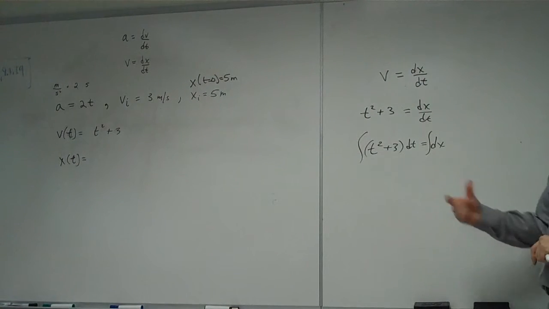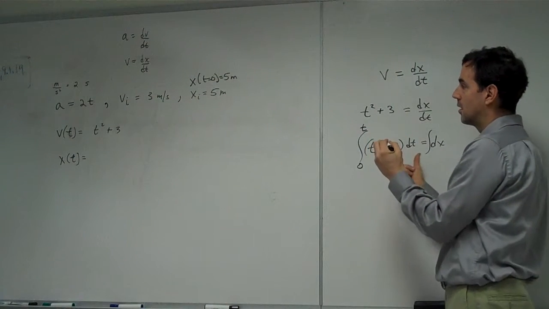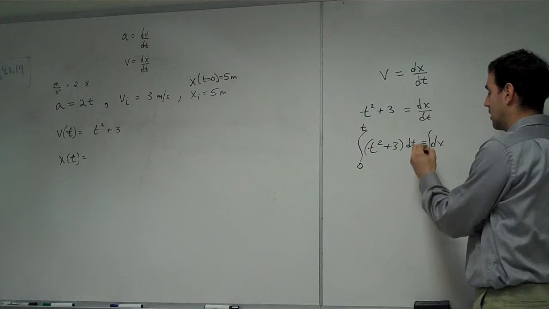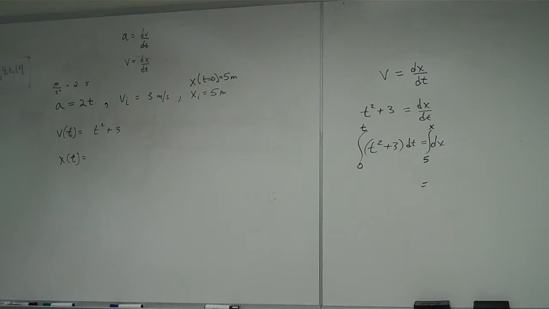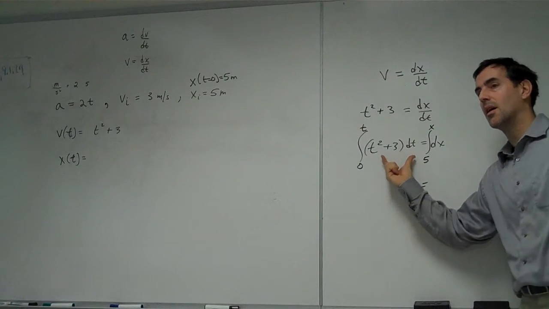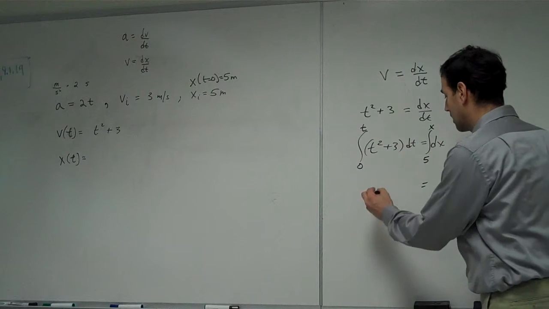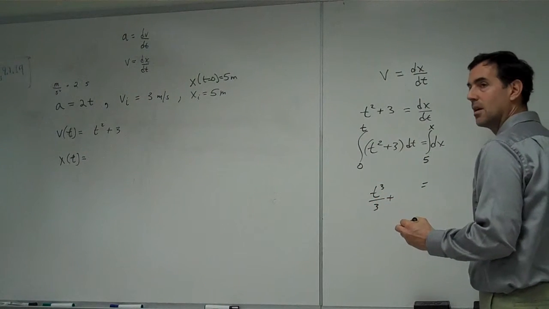Okay. So it's going to go from, on the left side, 0 to t, and then the right side is going to go from 5 to x. Excellent. No pun intended. Fred, let's integrate that. t cubed over 3 plus 3t.